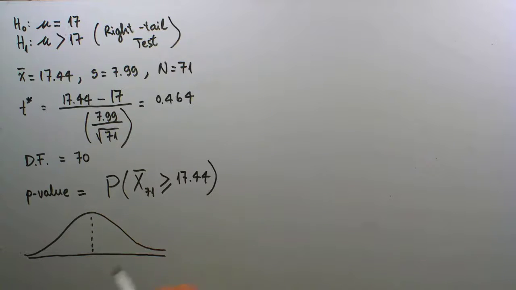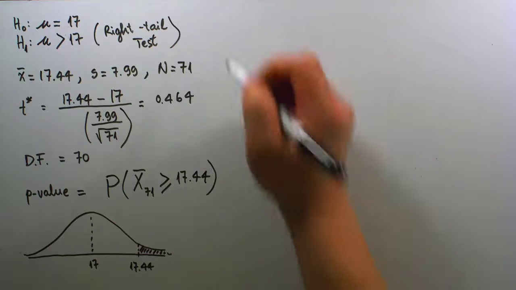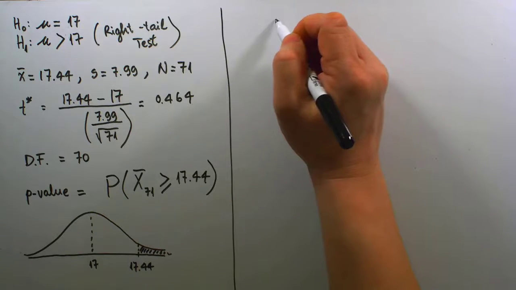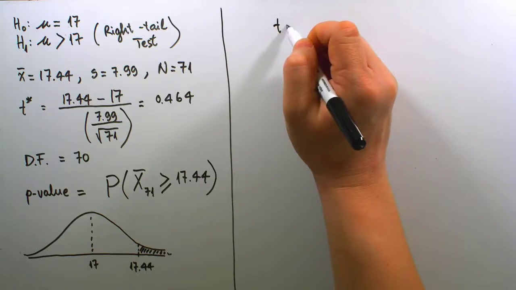And so now this probability calculation is graphically represented as the area on the bell curve with center at 17 and shaded to the right hand side of 17.44. So this is what this black area shaded to the right hand side of 17.44, our sample mean value on this bell curve, is the graphical description of this probability problem. We will then calculate this area by running the tcdf command.